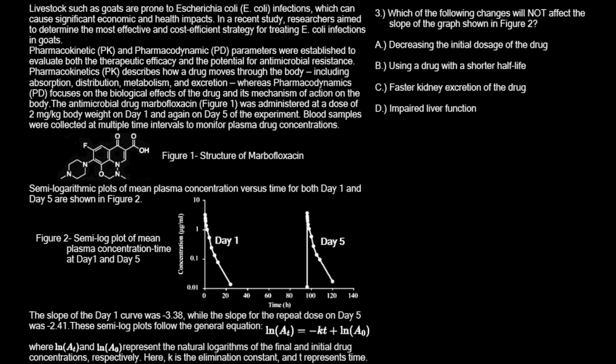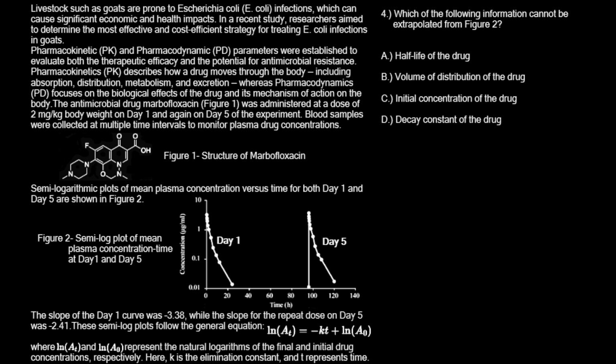Here's question number 3. It reads, which of the following changes will not affect the slope of the graph shown in figure 2? Answer choice A, decreasing the initial dosage of the drug. Answer choice B, using the drug with a shorter half-life. Answer choice C, faster kidney excretion of the drug. Answer choice D, impaired liver function.